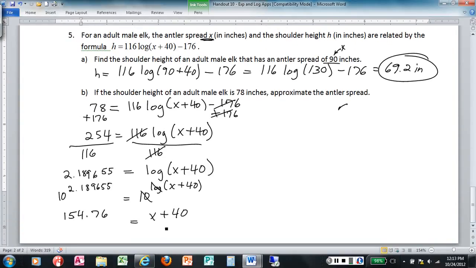And so then all that remains is to get x, so subtract the 40. Yeah, subtract 40, and that would mean 154.76 minus 40 is 114.76. That equals x, and x is in inches again, so 114.76 inches is my antler spread.